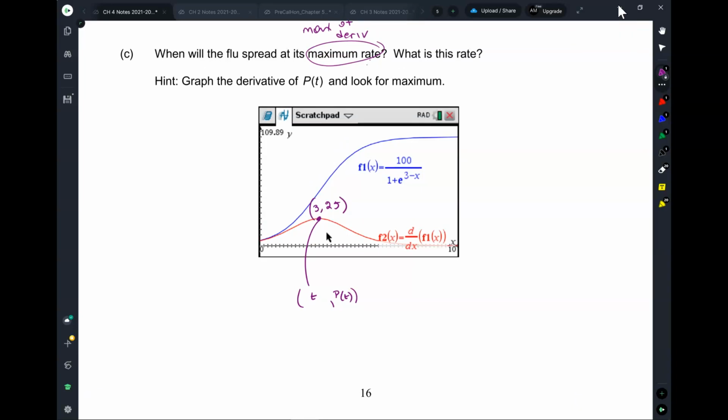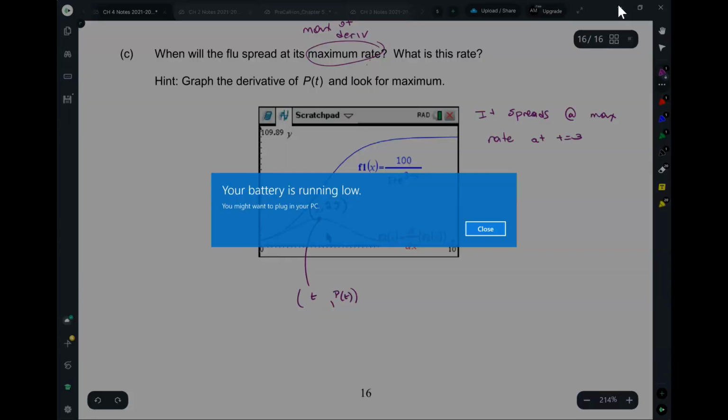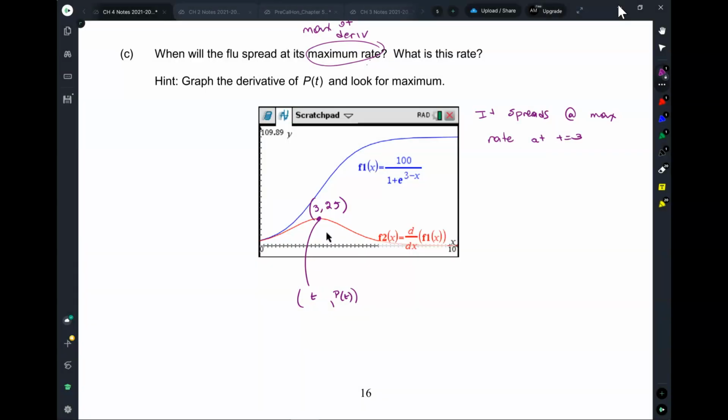Okay? So it spreads at the maximum rate at T equals 3. Okay, I'm answering the first question now. When will the flu spread at its maximum rate? At T equals 3, which means 3 days after the first case.